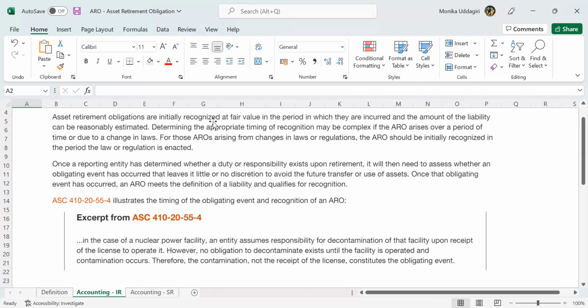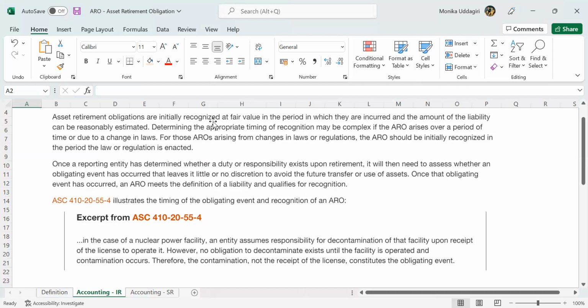Okay. And the second para, what it is saying, once a reporting entity has determined whether a duty or responsibility exists upon retirement. Here, retirement means dismantling of an asset, or retirement of an asset, or disposal of an asset. You can think of it as a sale, or the asset's life is over, like that. Okay, once an entity has determined that it has a duty or responsibility, only then will it need to assess whether an obligating event has occurred.